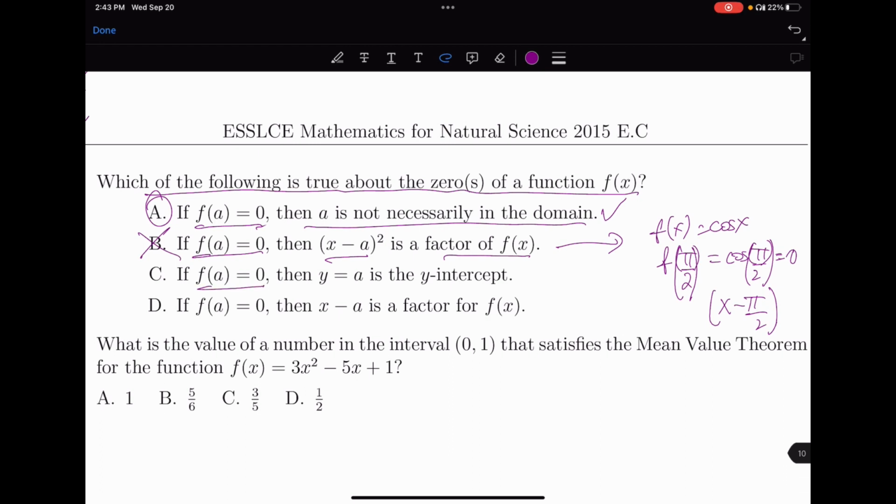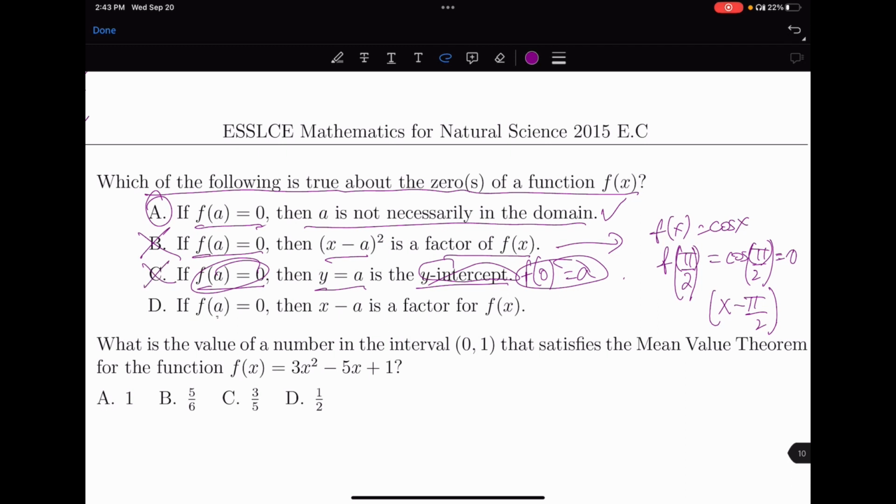If f of a equals 0, then y equals a is a y-intercept. Y-intercept means when x equals 0. That means f of 0 would have to equal a, but if f of a is 0, f of 0 is not necessarily a. That is not necessarily true. I can give you a counter example.